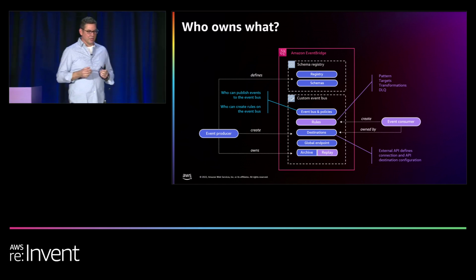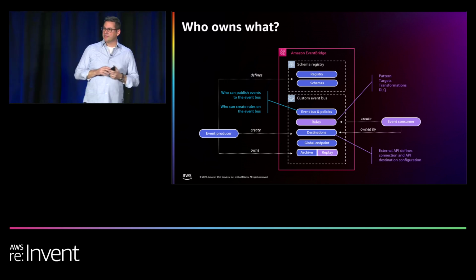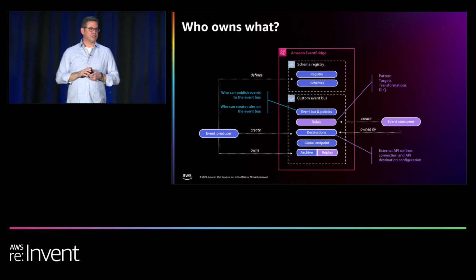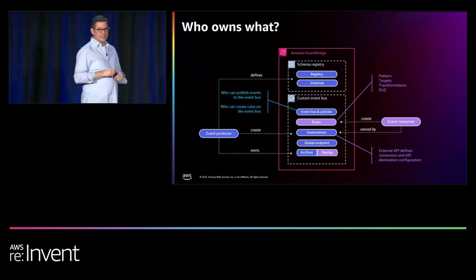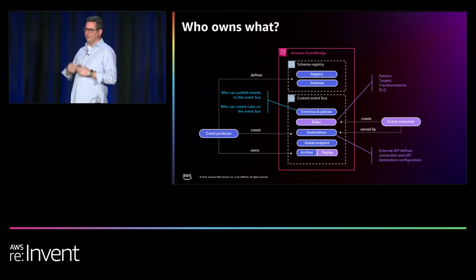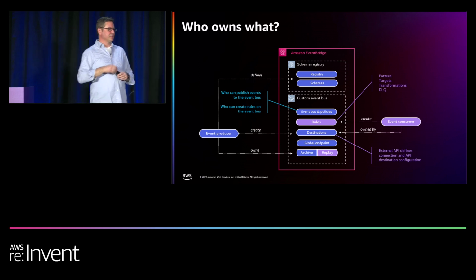The event producers also own the schema. They own the event definition, therefore they own the schema that describes the event, and also own the schema registry that stores and publishes that event to the rest of the organisation, including who can access and use those schemas.